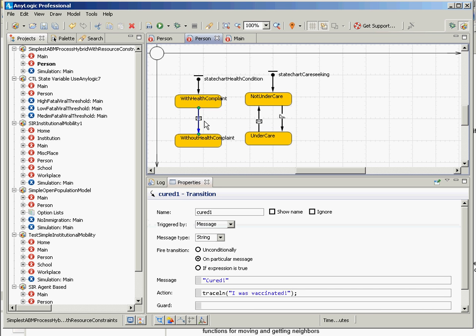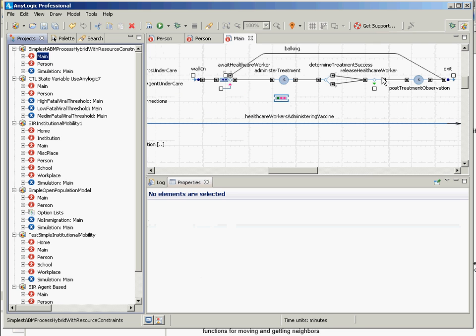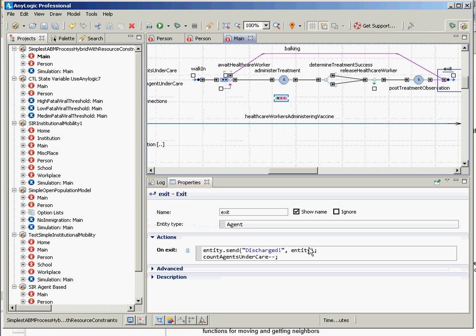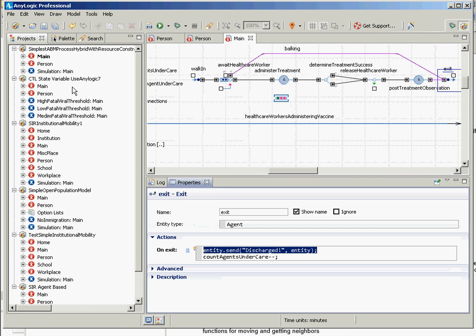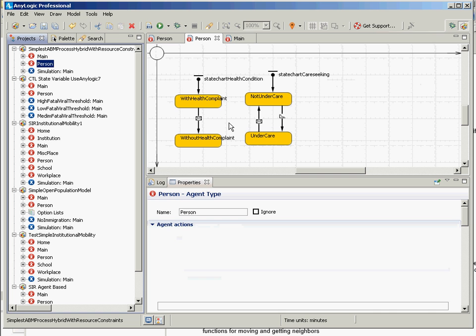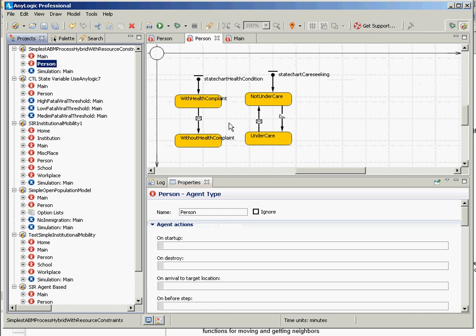On the other hand, everyone who presents for that care process is leaving via this exit, and they're sent a message that says discharge. Where do you think that affects them? Where do you think the discharge message is handled here? Well, it goes from under care to non-under care. So they're in the state of being under care. In other words, they're in a facility right now, say in a clinic, and then they receive this message, and now they're no longer under care. They're back in the population, they're discharged.